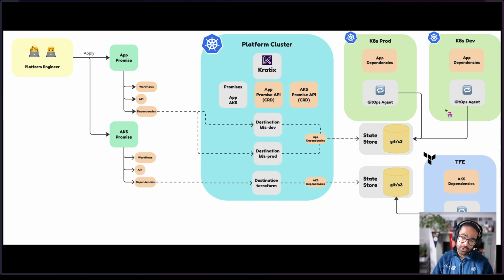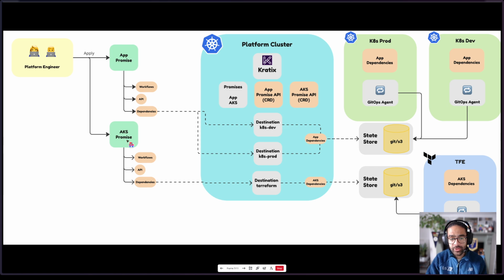So Kratix will push to either a Git repo or an S3 compatible bucket, and then what you usually have is a GitOps agent like Flux or Argo synchronizing and reconciling on the documents that are written to that state store. And you can select those destinations via labels and selectors, via labels basically.